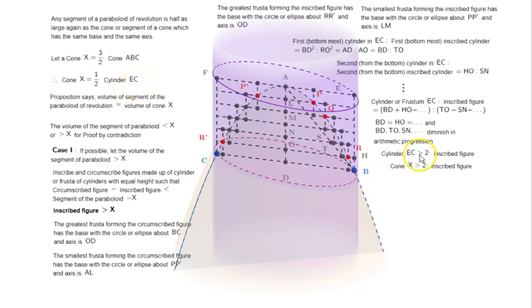So if cylinder EC is greater than 2 times the inscribed figure, it means cone X is greater than 2 times the inscribed figure. But we started off by saying that the inscribed figure is greater than the cone X. So we have reached a contradiction. That means an impossibility, since the inscribed figure is greater than X. So that was our first case. Now let's look at the second case.